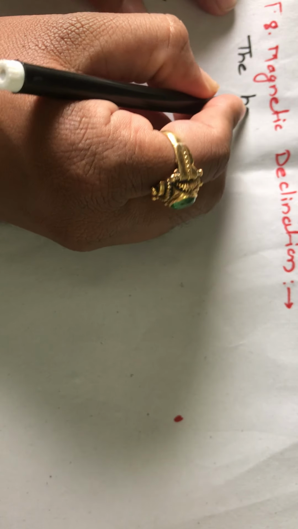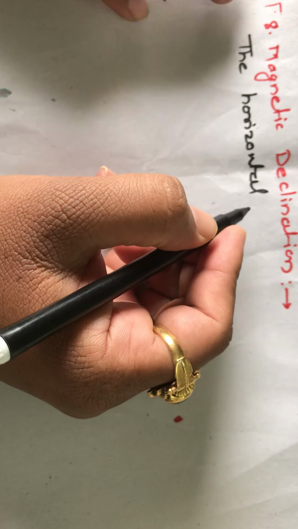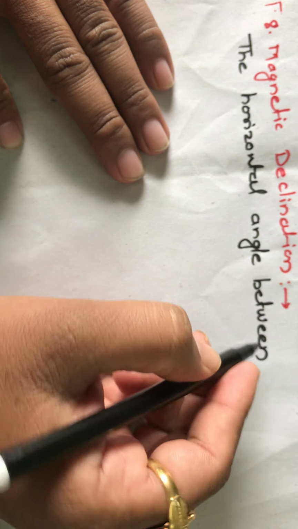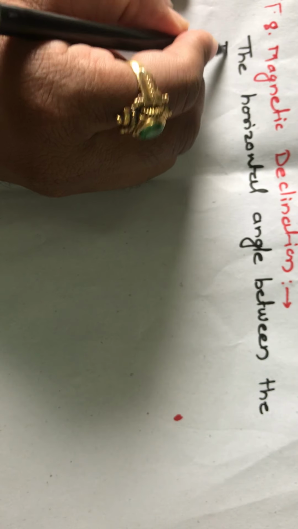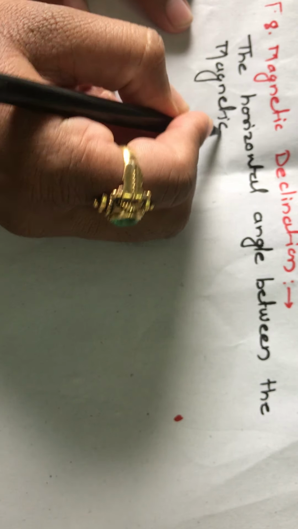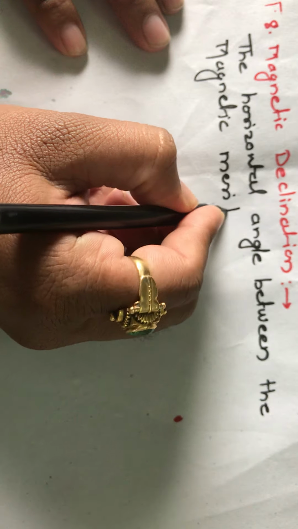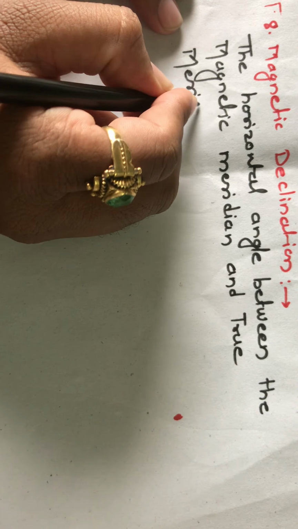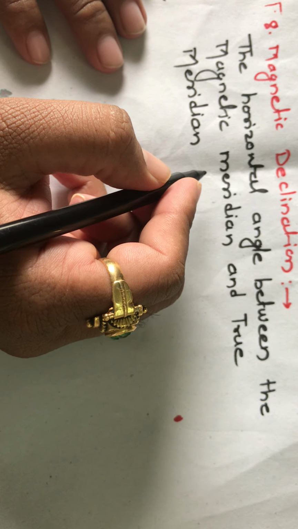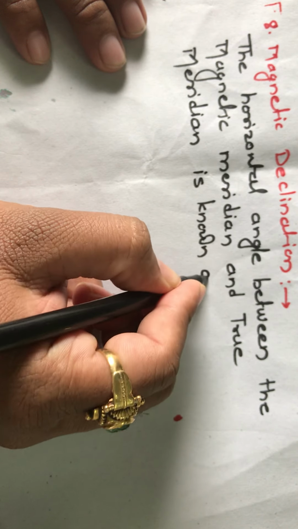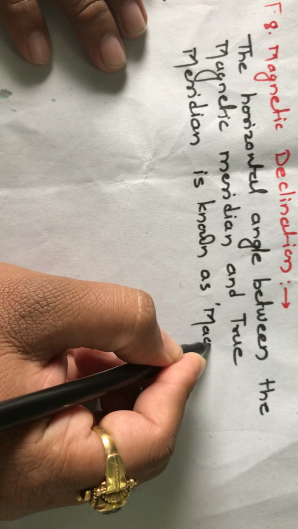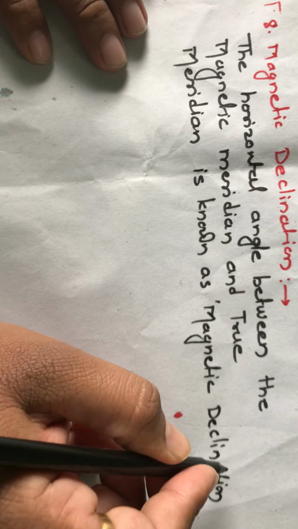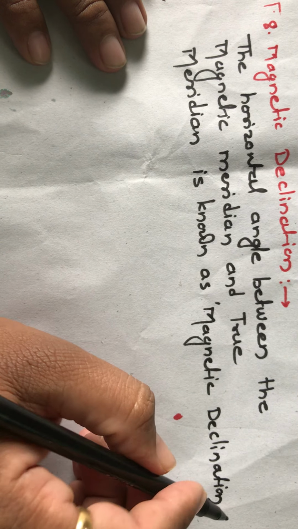The horizontal angle between the magnetic meridian and true meridian is known as magnetic declination. Magnetic declination.